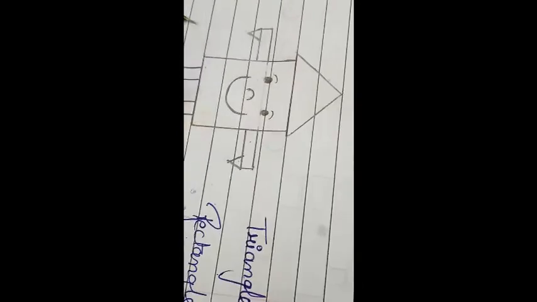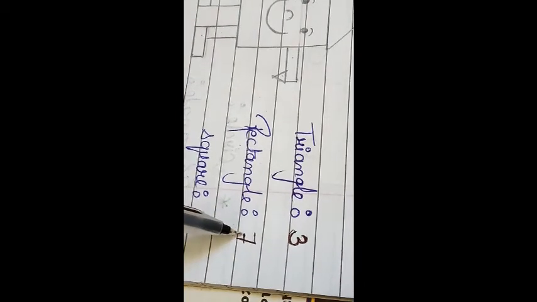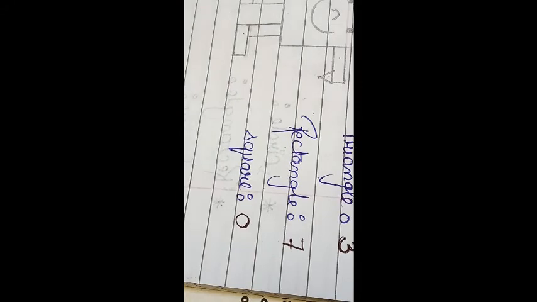How many triangles are there? 3, so I have written 3. How many rectangles are there? 1, 2, 3, 4, 5, 6, 7. So I have written 7. And is there any square in this picture? No. So I will write here 0. Now the next picture.